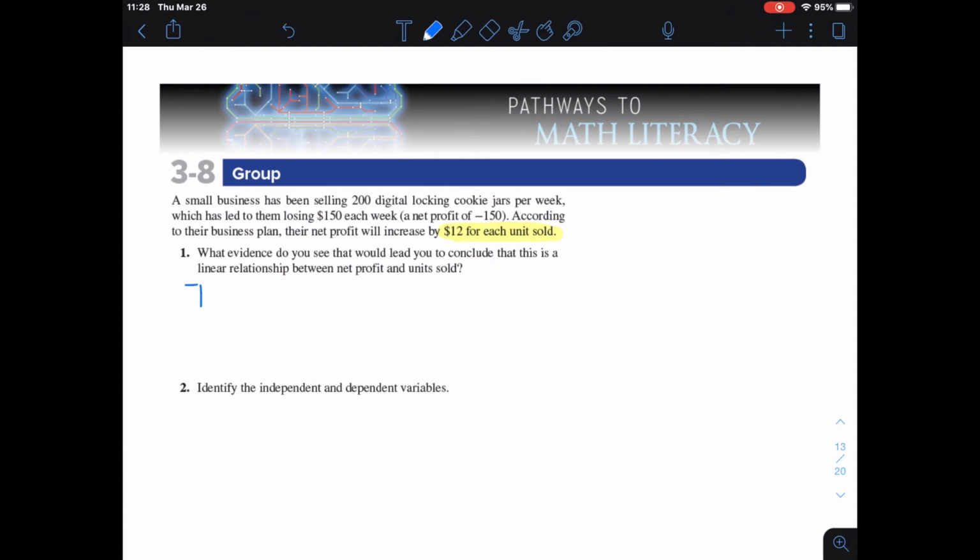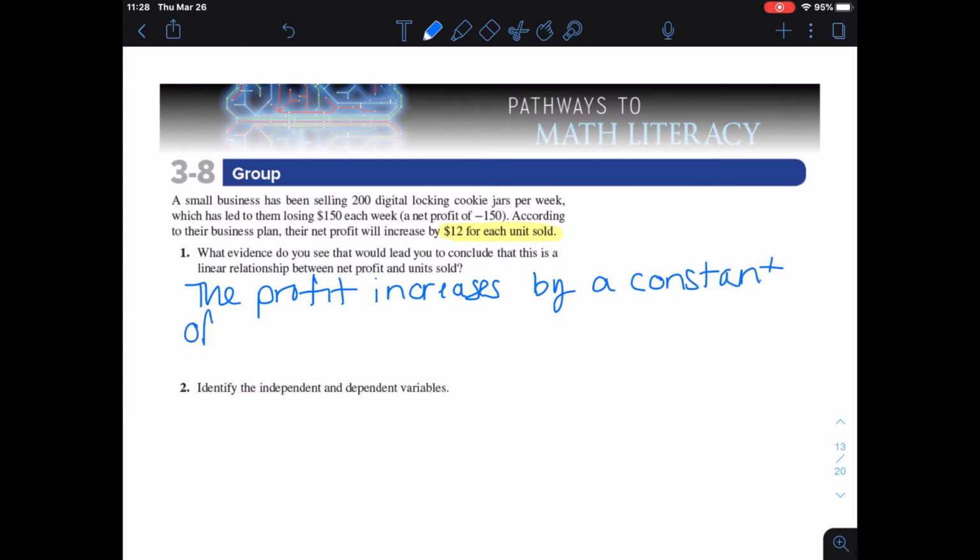So the profit increases by a constant of $12 for each unit sold. So there is a linear relationship between the profit and how many cookie jars we sell.